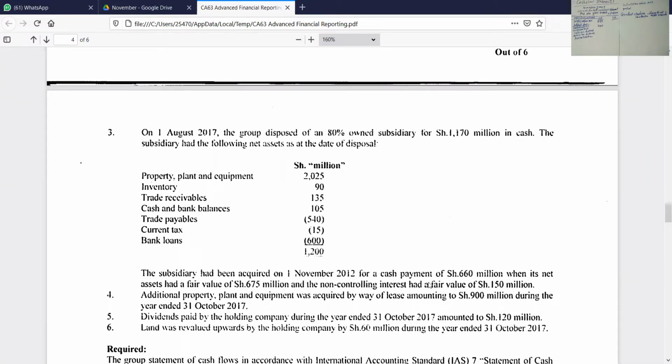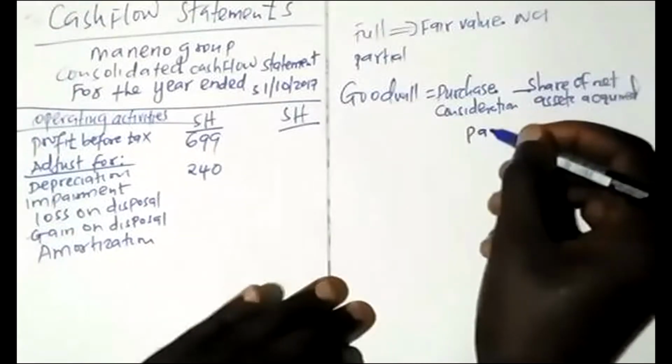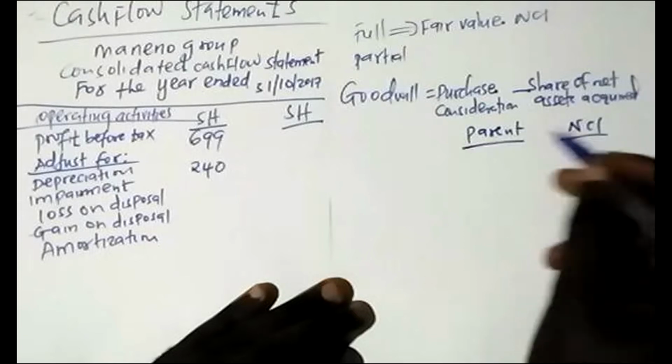The non-controlling interest had a fair value of 150. So it means that the fair value of the NCI, non-controlling interest, has been provided, which means that we use the full method, under which the goodwill which will arise will be attributable to the parent and that non-controlling interest.